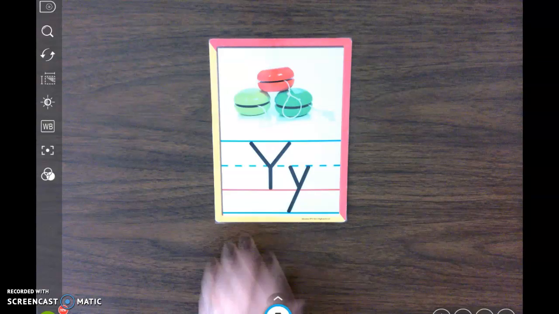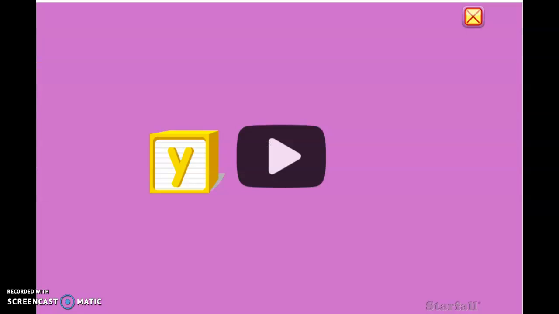We're going to switch over and listen to the Starfall activity for the letter Y. I want you to listen for those y sounds in the Y words it shares here.